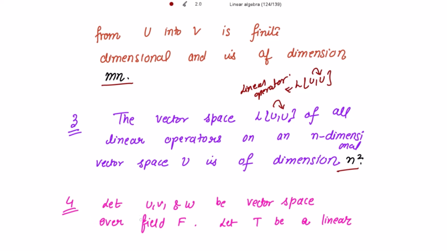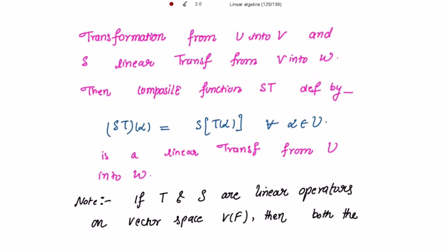Then the fourth one is, let U, V and W be vector spaces over field F. Let T be a linear transformation from U into V, and S a linear transformation from V into W. Then the composite function, the product ST, is defined by ST of alpha equal to S of T of alpha for all alpha belonging to U. So this is a linear transformation from U into W.